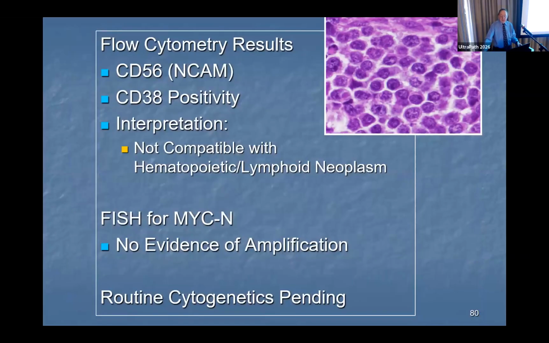So here are the flow cytometry results. CD56, NCAM was positive, CD38 positive. The interpretation of our hempath people was that this is not our case. So at that point, we went on to have FISH done for MYCN, which is a neuroblastoma type of marker in particular, and it had no amplification associated with it.